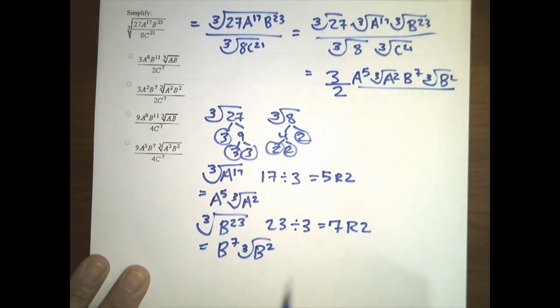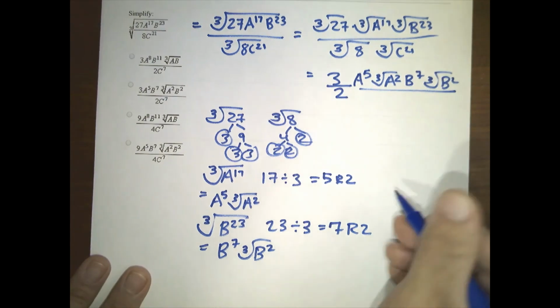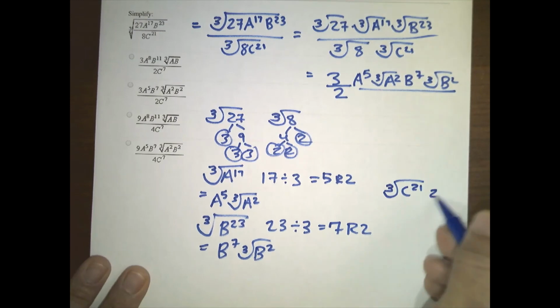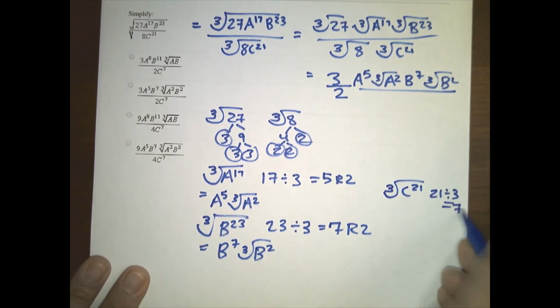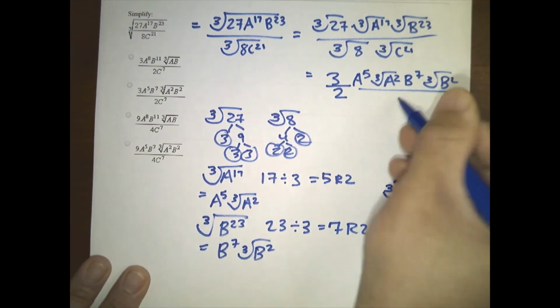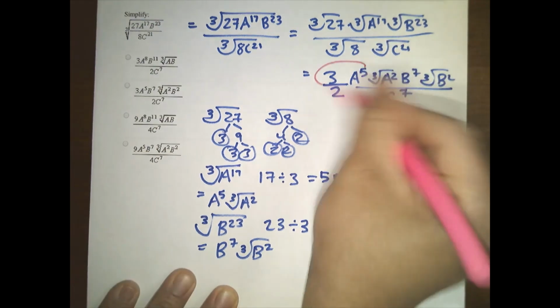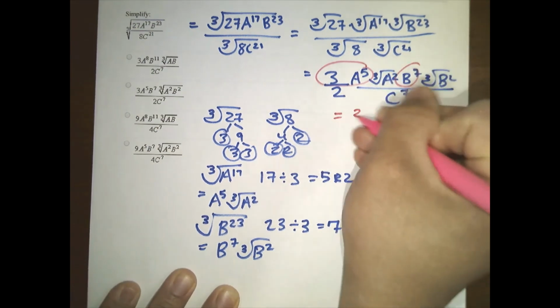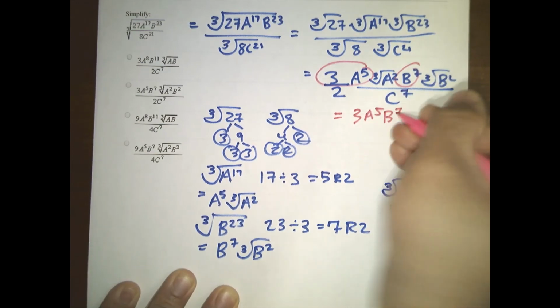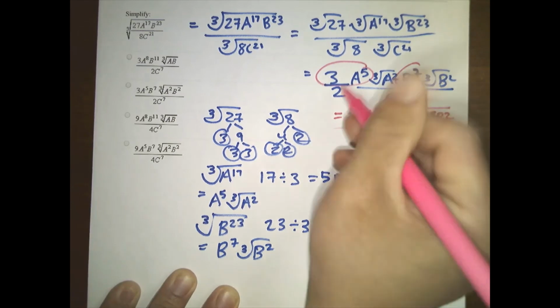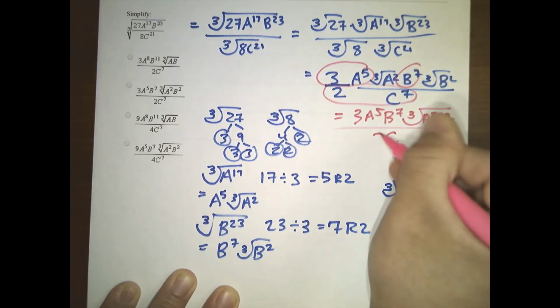And then I see the cube root of c to the 21st is just going to be, well, 21 divided by 3 is 7, so it's just c to the 7th. All right, so now I just rearrange the terms a bit. So I have 3a to the 5th b to the 7th, cube root of a squared b squared, all over 2c to the 7th.